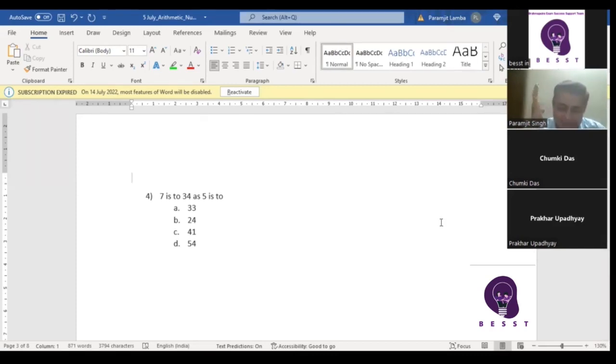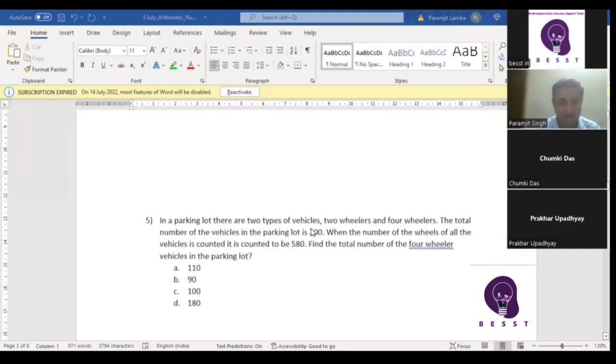Perfect. So the logic over here is if you add 3 and 4, it gives 7. So what will you add out of these 4 choices to make 5? 4 and 1, 41. Next question.